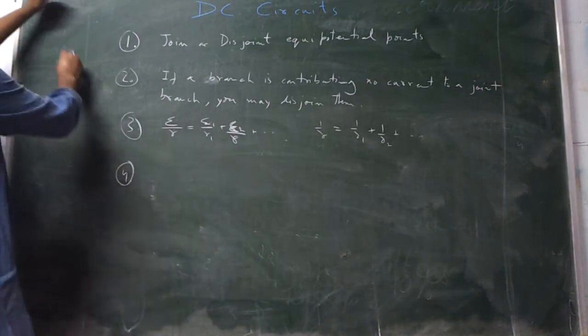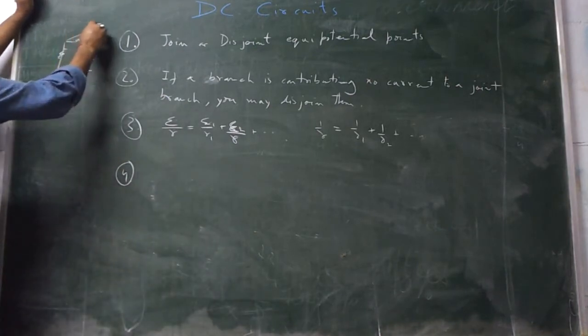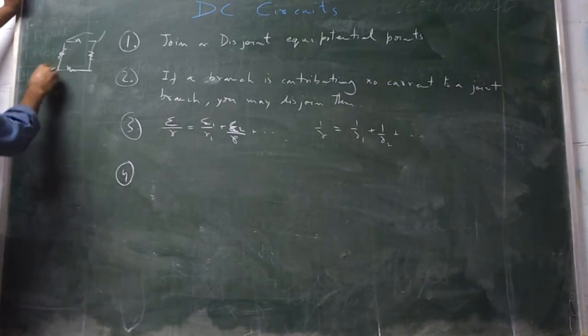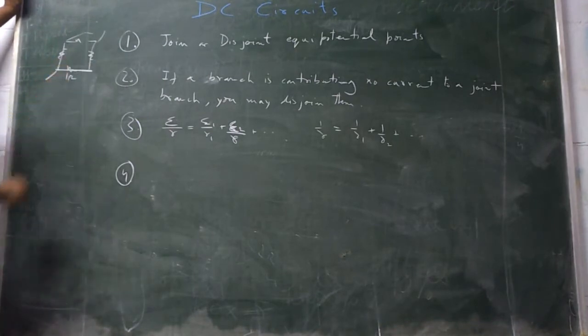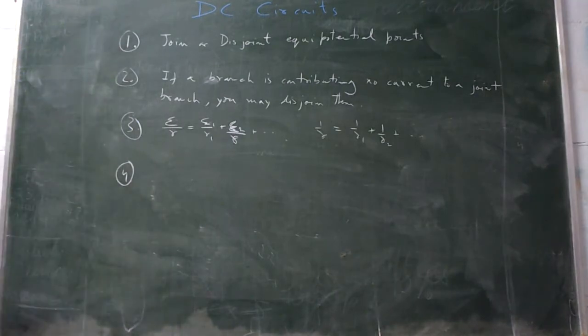Like the first question of this one, this cube question. Here the shortest path was 1R resistance path itself. Your answer has to be less than 1R. I think it came out to be 7 by 12R or something. It has to be less than 1R.